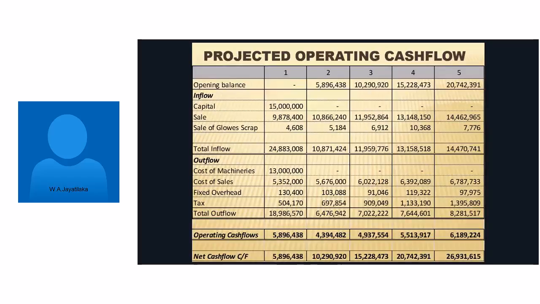Then the projected operating cash flow. You can see the initial capital outlay is 15 million, with the cost of machineries outflow of 13 million, meaning the 2 million is the initial working capital requirement. So I arrive at operating cash flows of 5.8, 4.3, 4.9, 5.5 and 6.1 for the 5-year period.